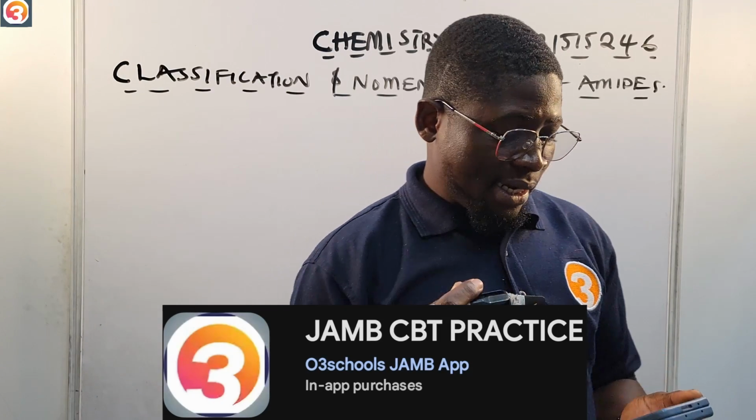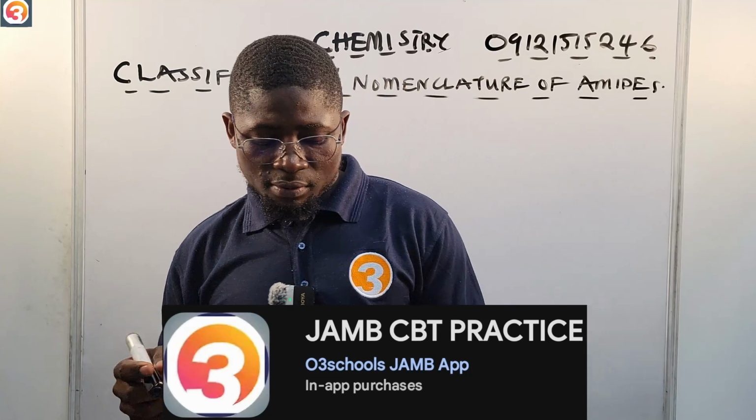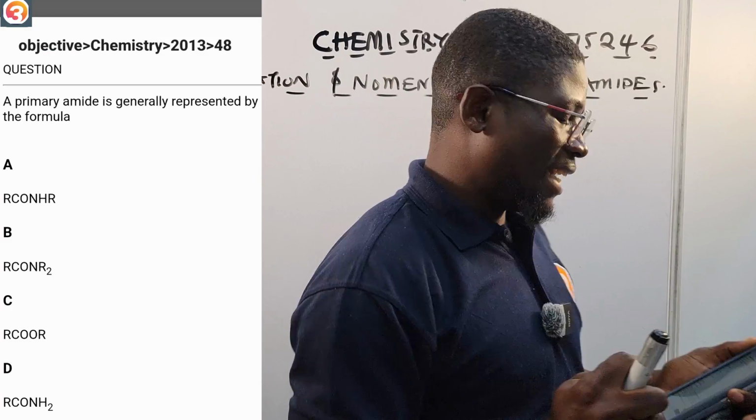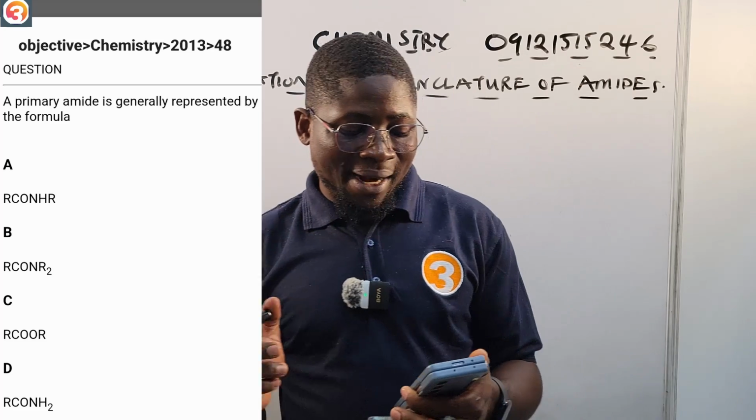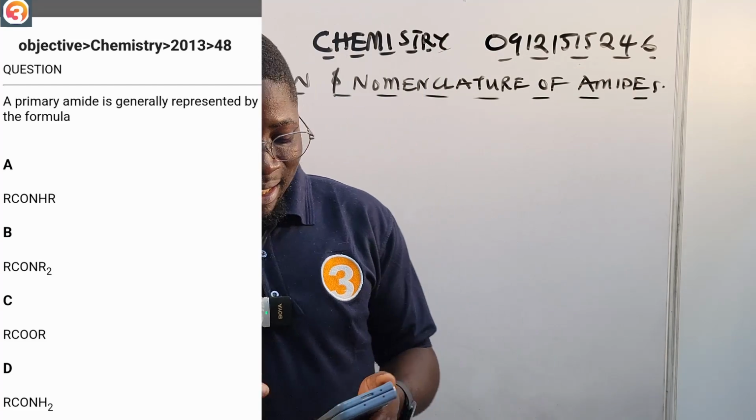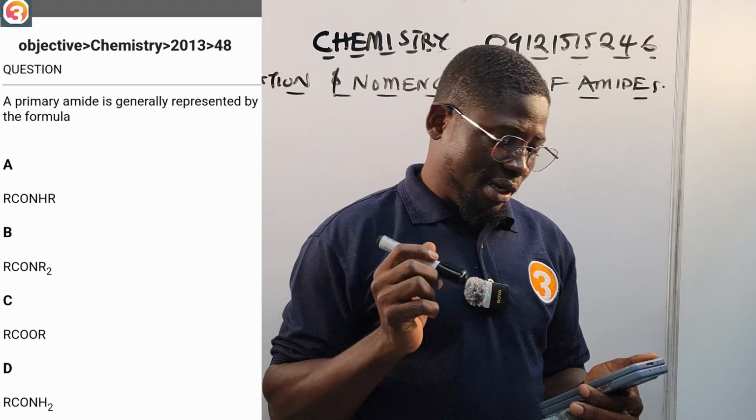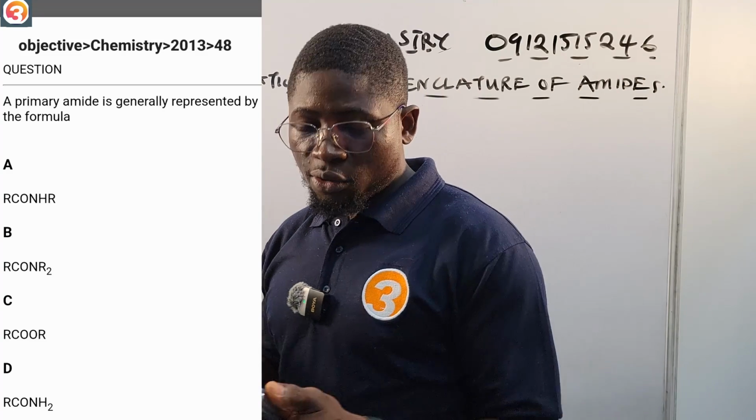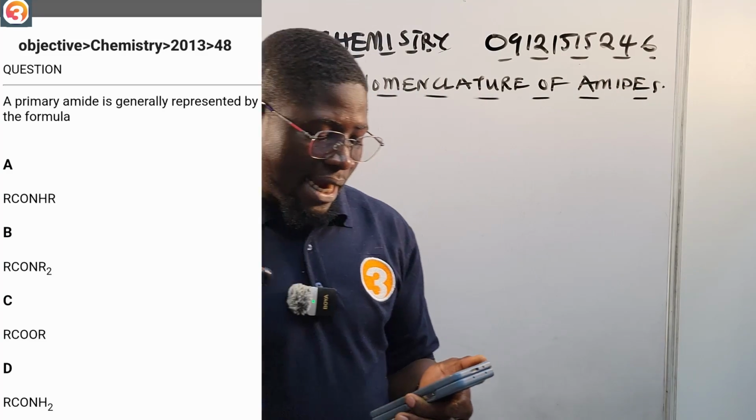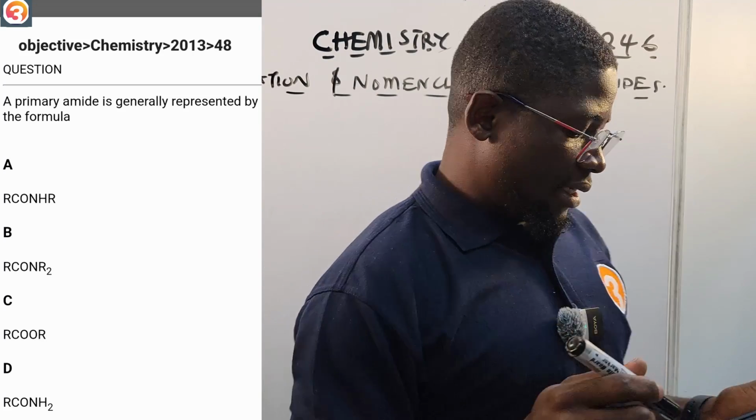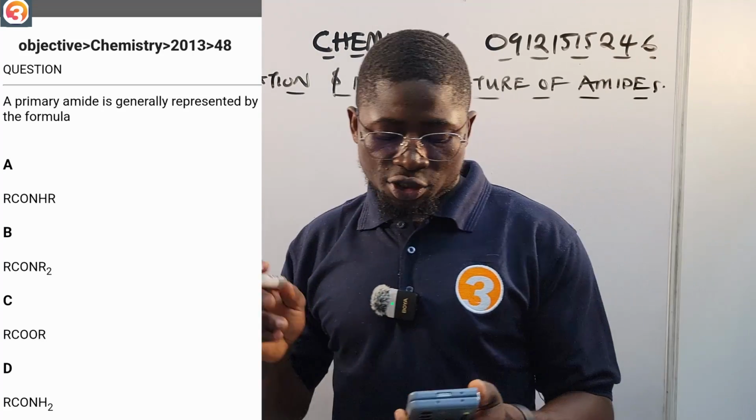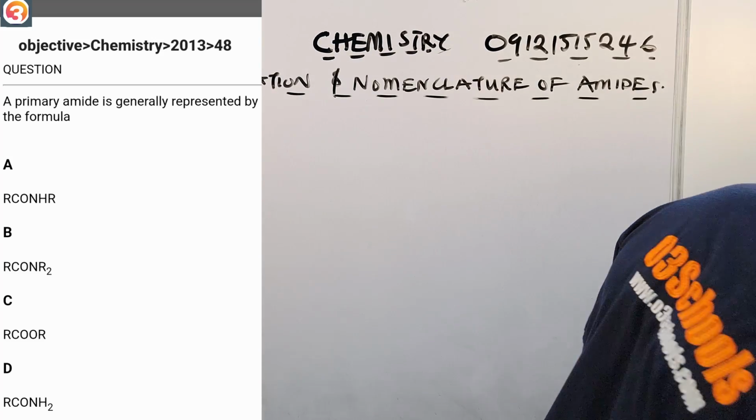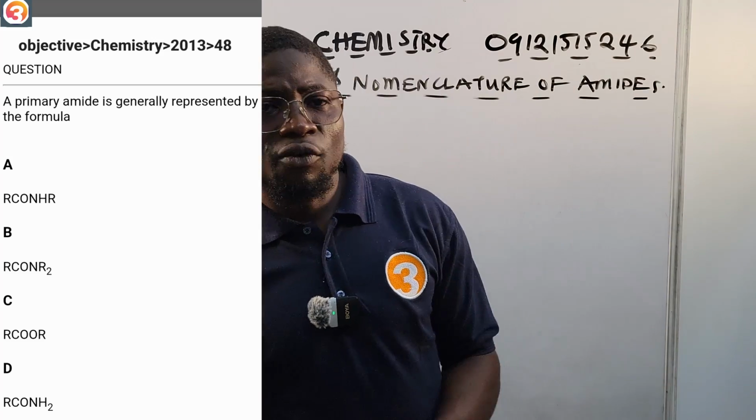This is a 2013 question, number 48. It says, a primary amide is generally represented by the formula. A primary amide is generally represented by the formula. A, RCONHR. B, RCONR2. C, RCOOR. D, RCONH2. Okay, so we'll come back to this question and answer.